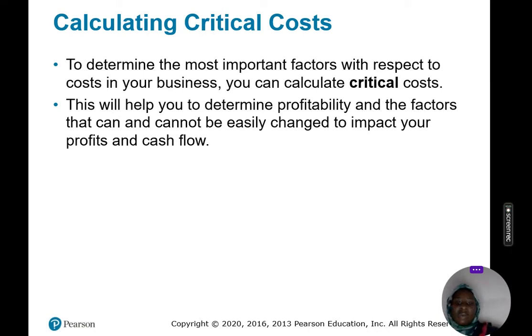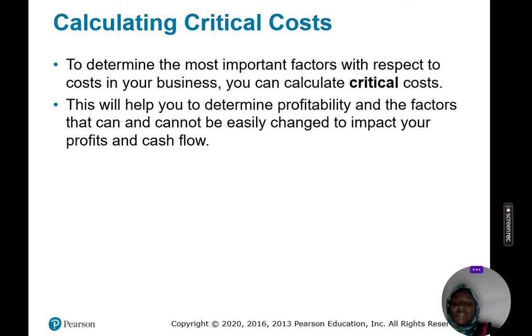Now, how do we calculate the critical cost? Calculating critical cost is to determine the most important factors with respect to cost in your business. It's necessary for you to calculate the critical cost because it determines the most important part: the cost that is most important to your business.